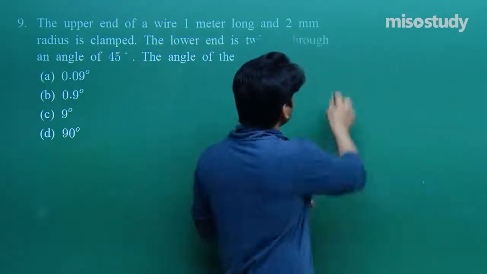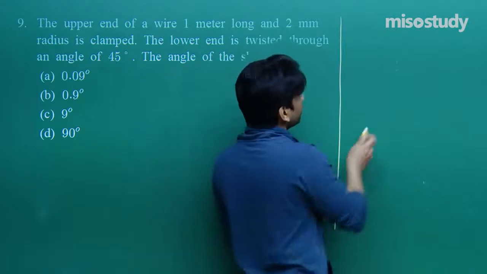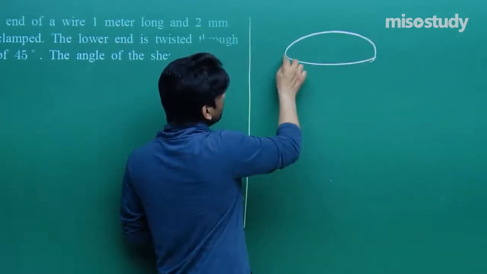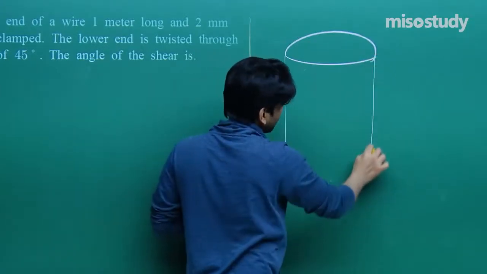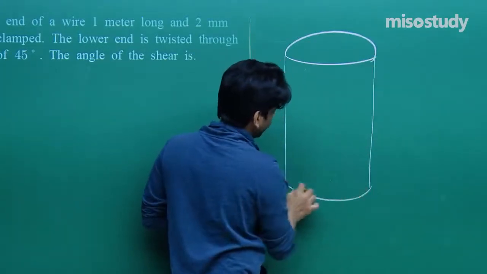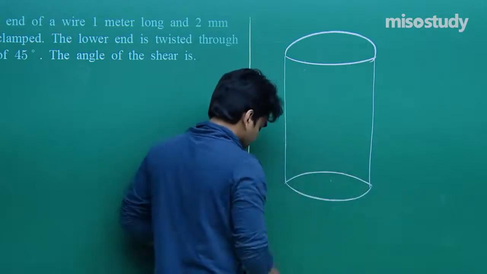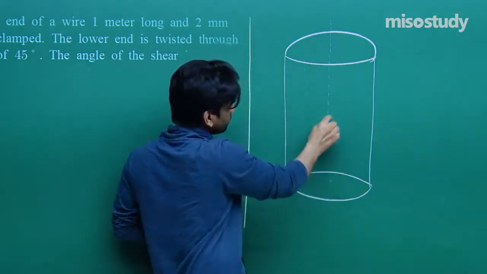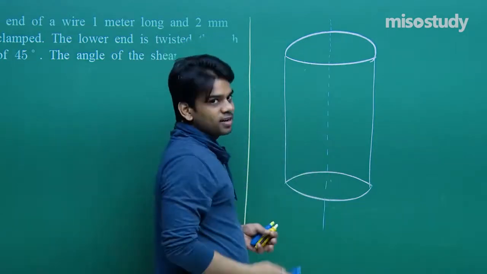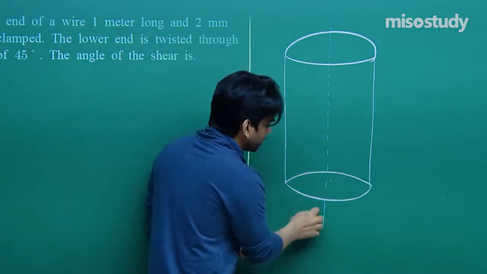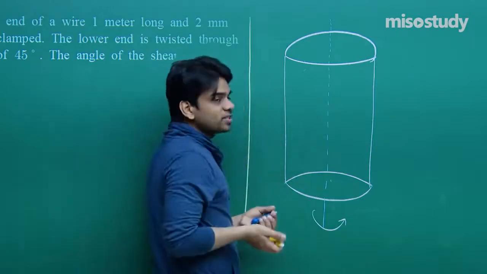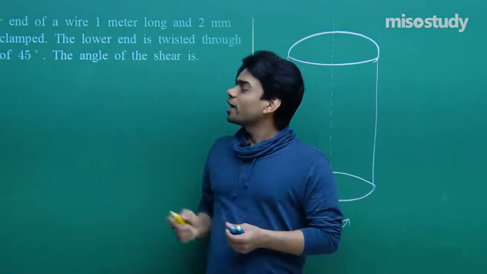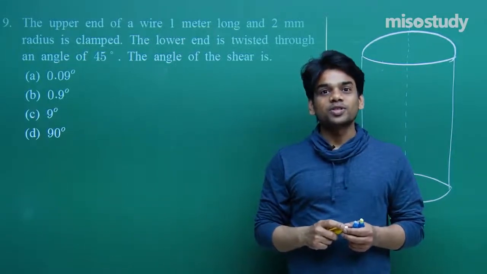So if I show you the cross section of the wire, it will be somewhat like this. If I show you the circular cross section like a cylinder, there will be a central part, the axis. Now see, this is the wire. Now it is said that it is twisted. When you are twisting it, the lower end is twisted through an angle of 45 degree.